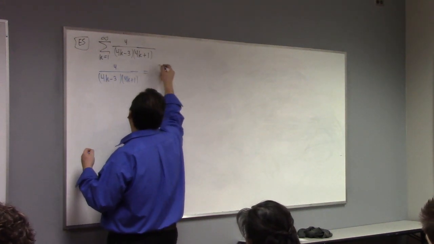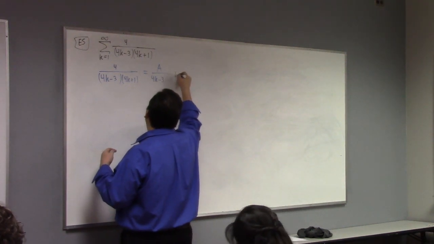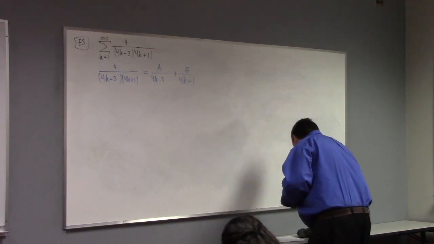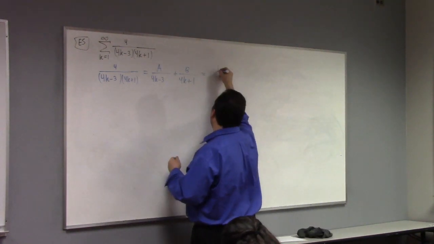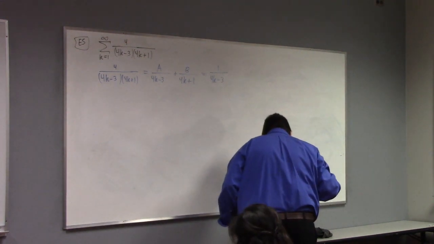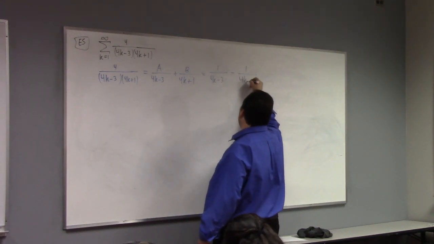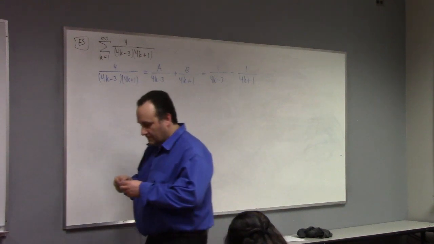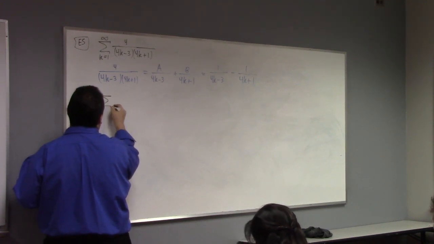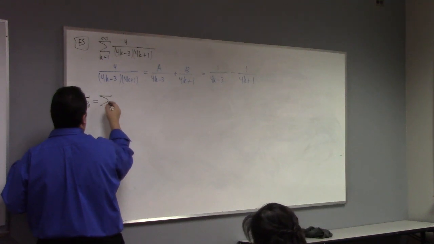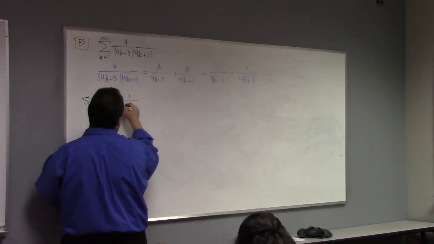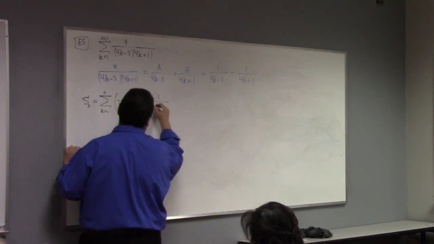we can set this equal to a over 4k minus 3 plus b over 4k plus 1. So we can do partial fractions on this expression. When you do that, it works out to 1 over 4k minus 3 minus 1 over 4k plus 1. I won't show you the details, but you can easily figure those out. Partial fractions. So apparently, if we want to calculate the nth partial sum, we could look at the sum from k equals 1 to n of 1 over 4k minus 3 minus 1 over 4k plus 1.